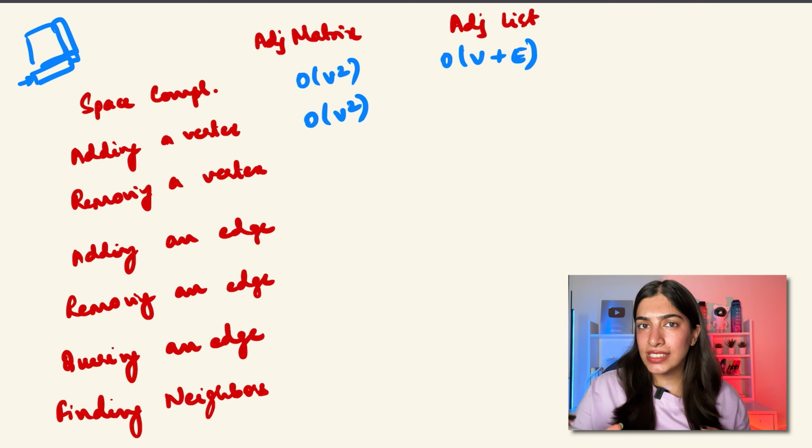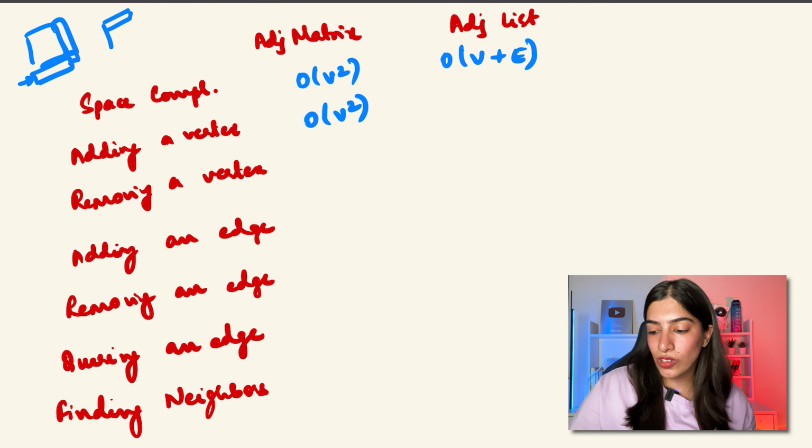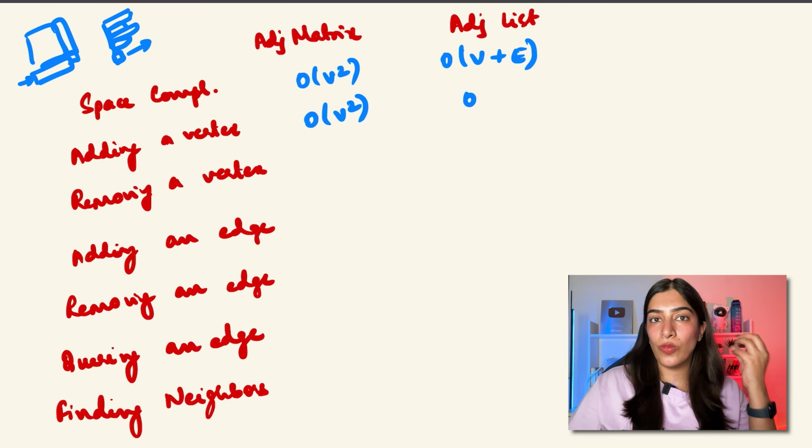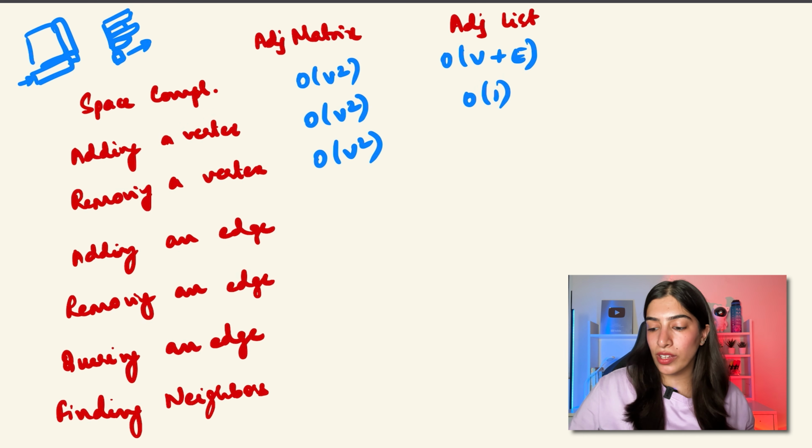Versus in an adjacency list, you are not adding any edges. You are just adding, so basically these are your lists. This is one list. You're just adding one more vertex to it, but there are no edges connected to it, right? So just adding one vertex is going to take you order of 1 itself. Removing the vertex, however, in an adjacency matrix is going to remain the same, order of V square, because you will be removing one row and one entire column.